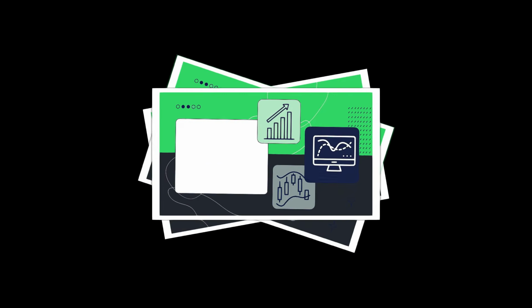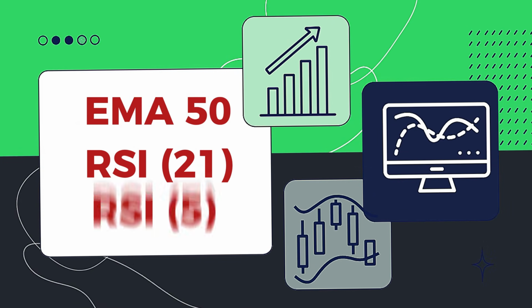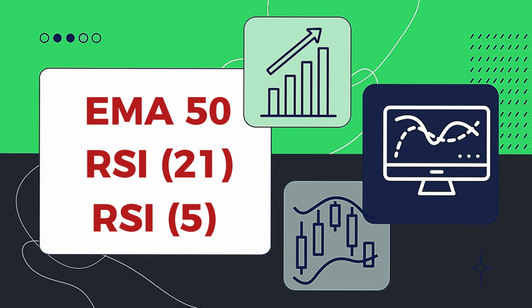So that's how you can use EMA 50, RSI 21 and RSI 5 together to make a strong trading strategy.